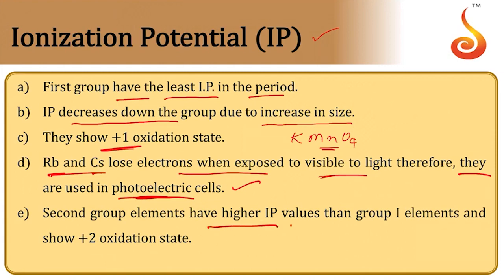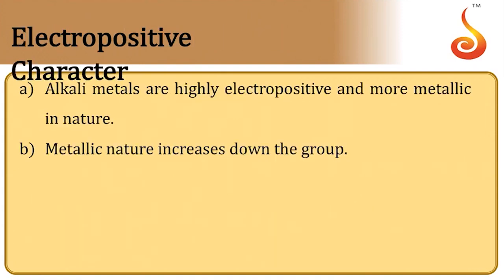When it comes to second group elements, they have higher IP values than the first group elements. These higher IP values are because of their smaller size, and they also have a stable ns2 configuration. Because of the stable configuration and smaller size, they have higher IP values when compared to group 1 elements. And uniformly, all of them exhibit a +2 oxidation state. So group 1 has +1 state, and group 2 elements exhibit +2 oxidation state. This is regarding ionization potential.